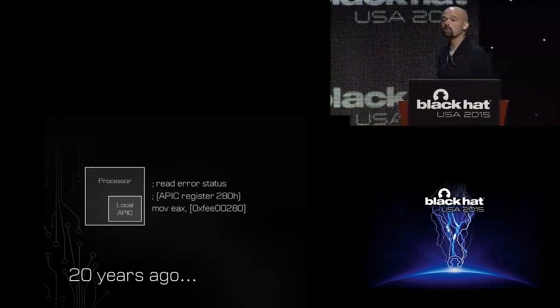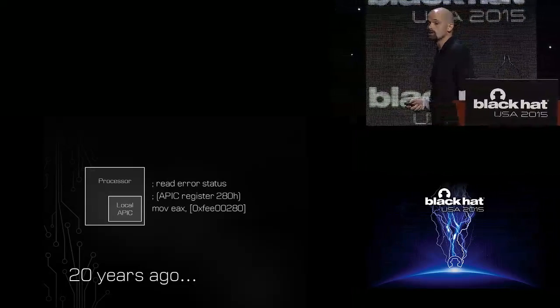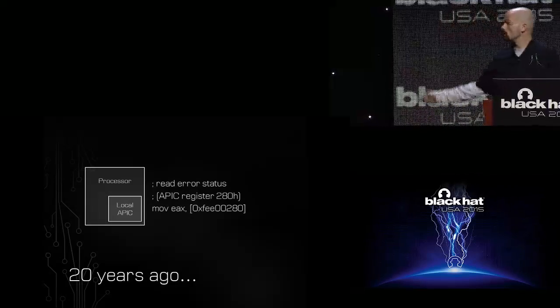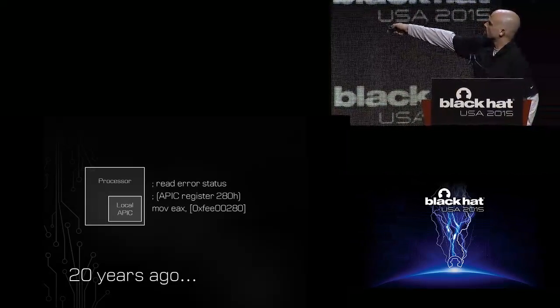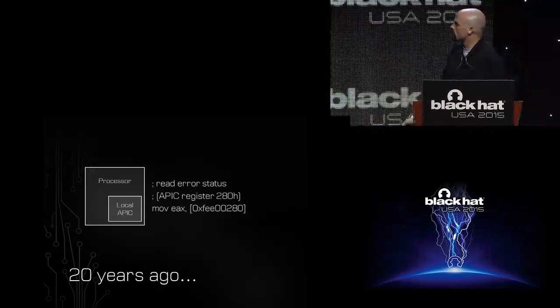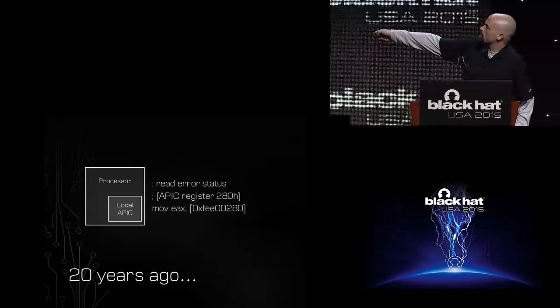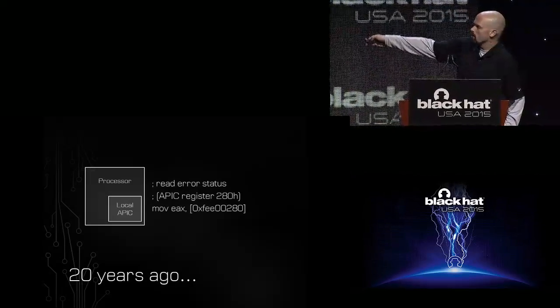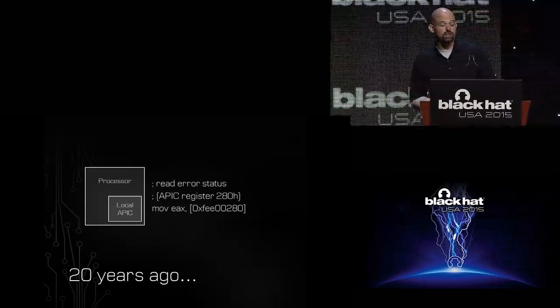So for example, let's say you wanted to quickly access APIC register 280. What you would really do is issue what looks like a memory read instruction accessing 280 offset from FEE megabytes. You'd move that into one of your registers. So the APIC is going to catch that memory access and then give you back one of its own registers.